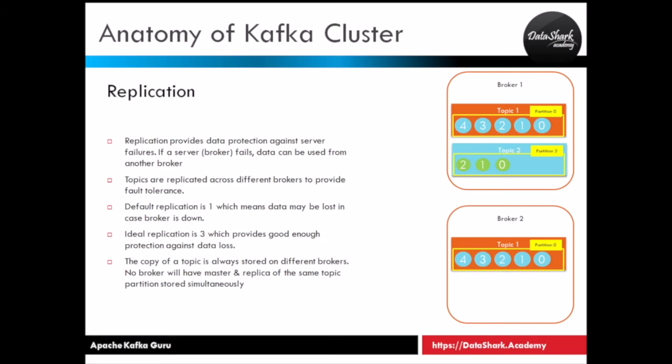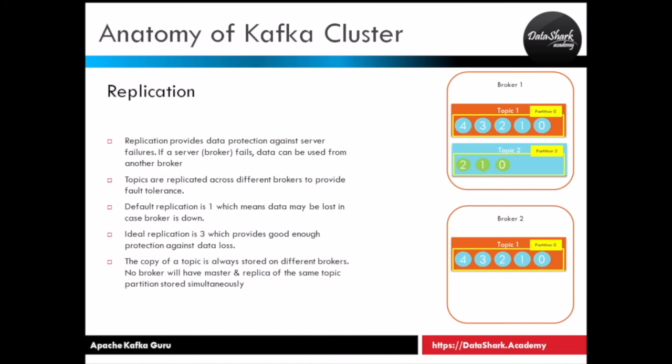Default replication is 1, which means data will be lost if a broker goes down. Okay, it means there is no replication. Ideal replication is 3, which provides good enough protection against data loss.